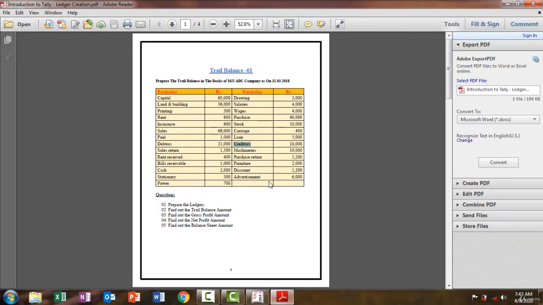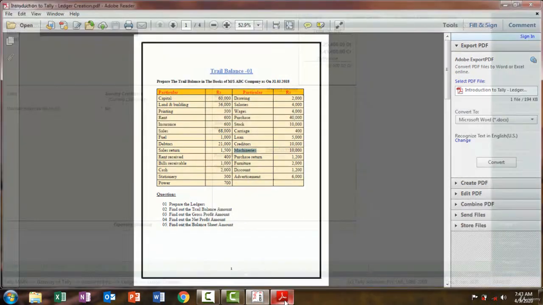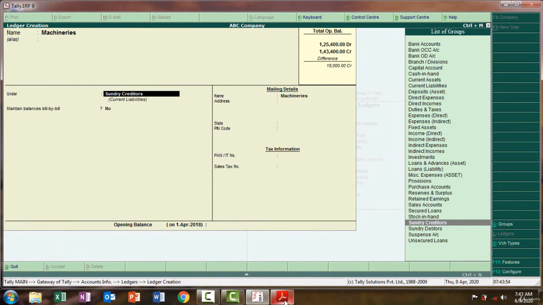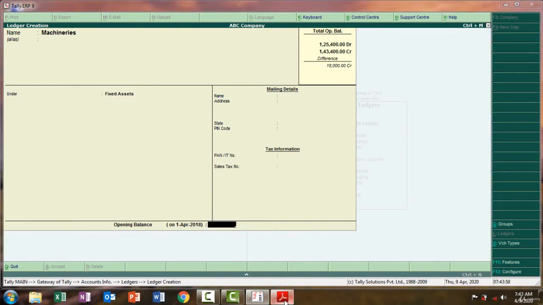The next one is machineries. It's a fixed asset for the company, so 10,000. So machinery, fixed asset, the amount is 10,000, debit.